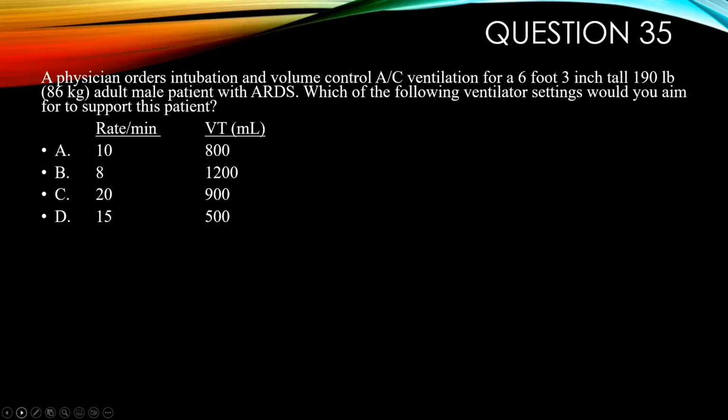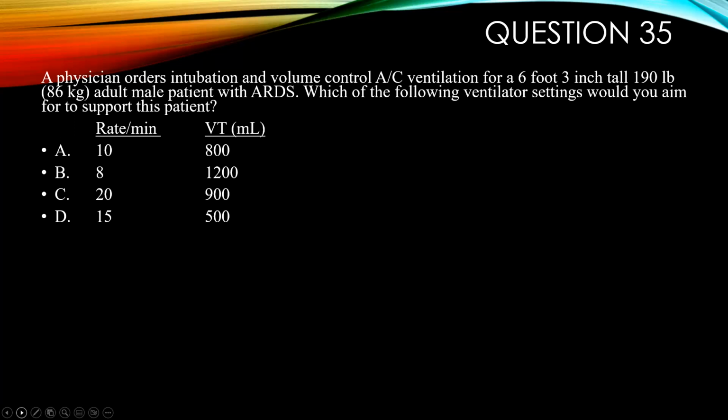Question 35. Physician orders intubation and volume control AC ventilation for a 6'3" tall, 190 pound, 86 kg, adult male patient with ARDS. Which of the following ventilator settings would you aim initially to support this patient with? A, rate of 10, tidal volume 800. B, rate of 8, tidal volume of 1200.